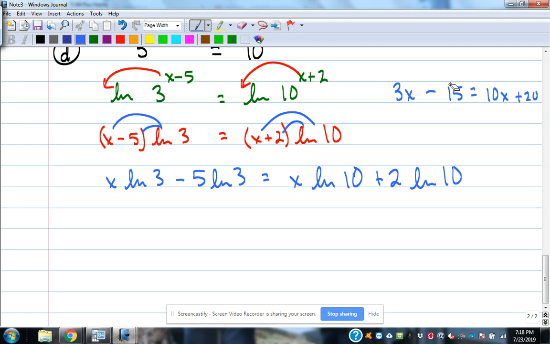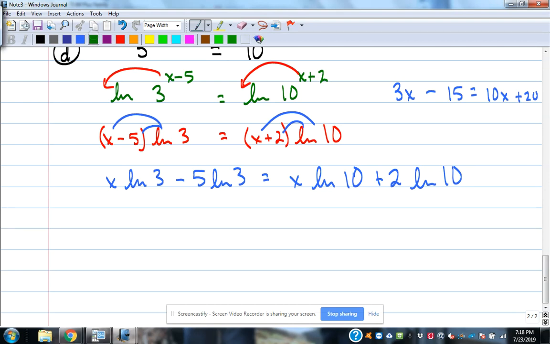Because why? They're like terms. They go together, right? They're plain numbers. On our problem, you got this 5 natural log of 3, and then this 2 natural log of 10. They're just regular numbers. They're decimal numbers, but they're numbers. They don't have an x, right? So that makes them like terms. They may not have the same natural log to them, but they're like terms because they're just numbers. They don't have an x.